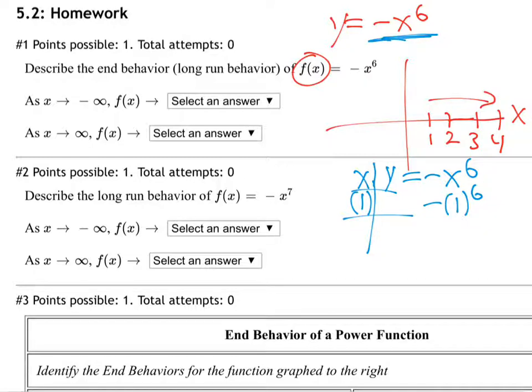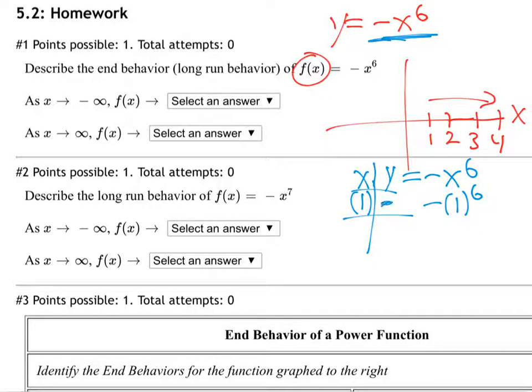And why am I making a big deal out of that? Because that really matters as far as the sign. What's 1 to the 6th power? That means 1 times 1 times 1 times 1, it's just 1. And then the negative in the front? Negative 1. Exactly. So the answer is negative 1.